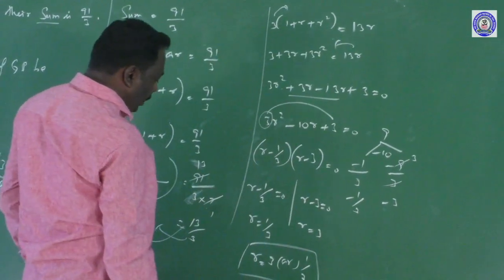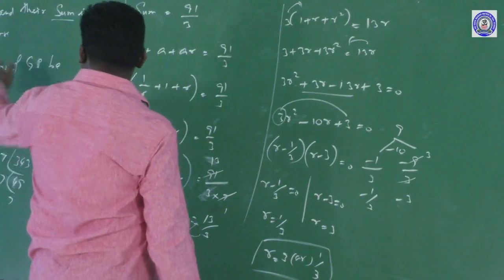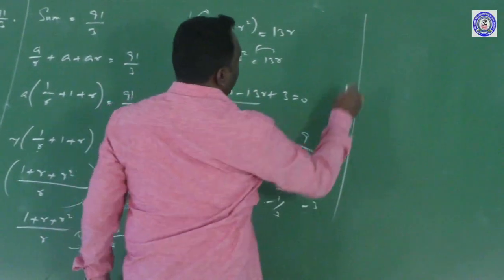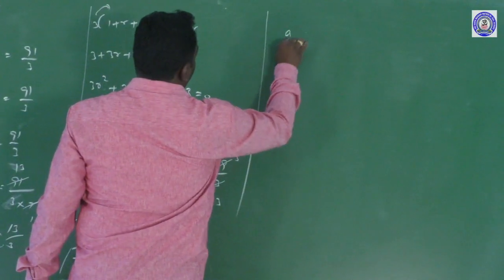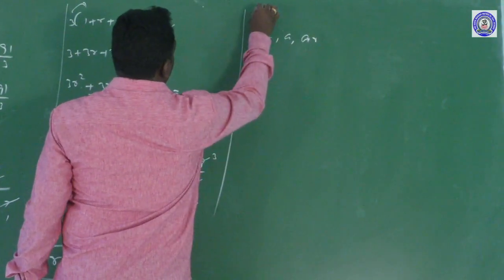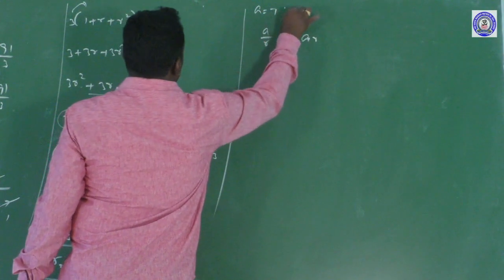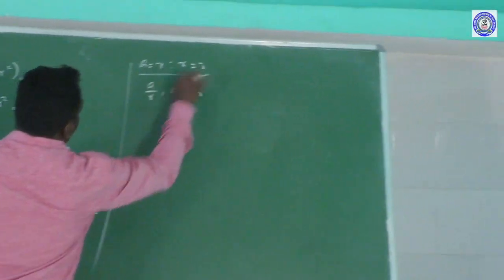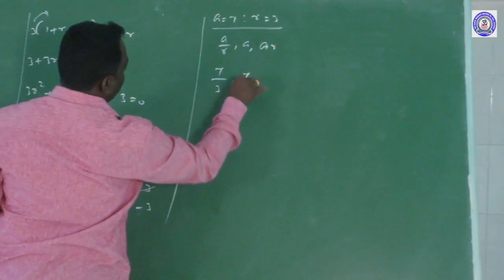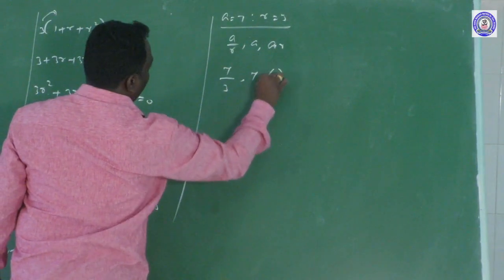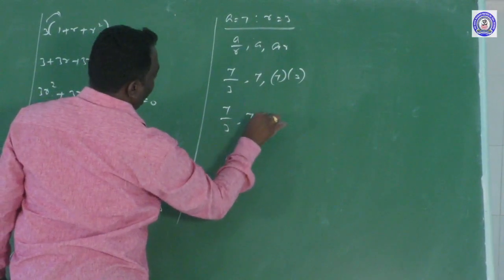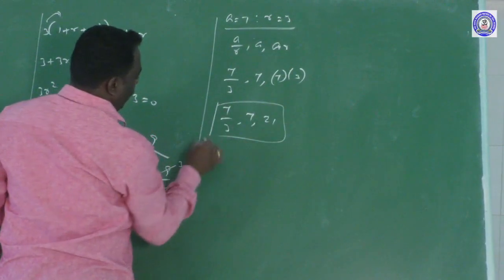So now we want to find out the 3 terms. Substitute the values here. The 3 terms are defined by a by r, a, ar. Now let us take the a value equal to 7, r value equal to 3. Substituting, we get 7 by 3, comma 7, comma 21. So that is the first 3 terms.